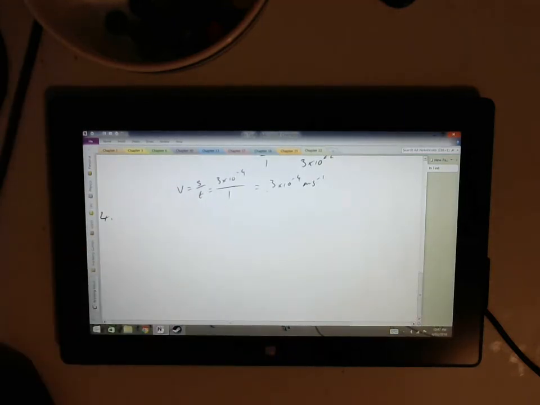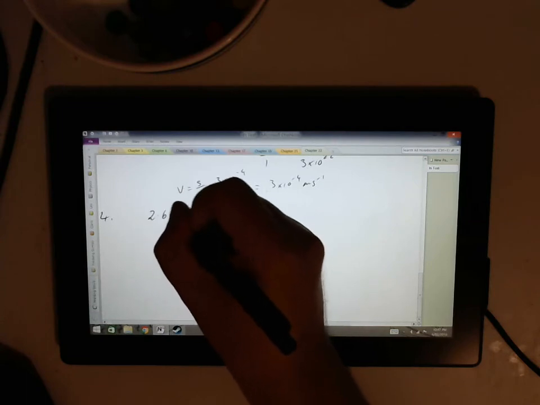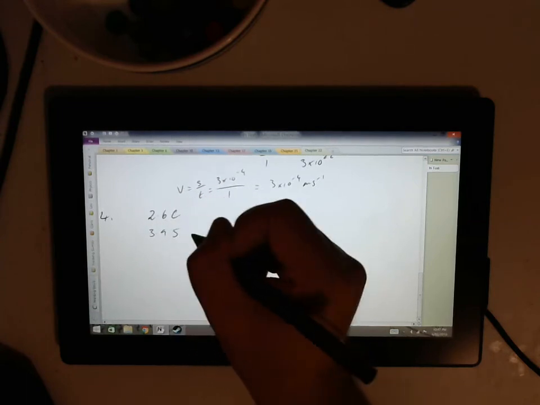Calculate the increase in potential produced by a cell if every 2.6 coulombs of charge passing through is supplied with 3.9 joules of energy. Okay, let's do the same thing as before. Let's write down our numbers. We have 2.6 coulombs and we have 3.9 joules.